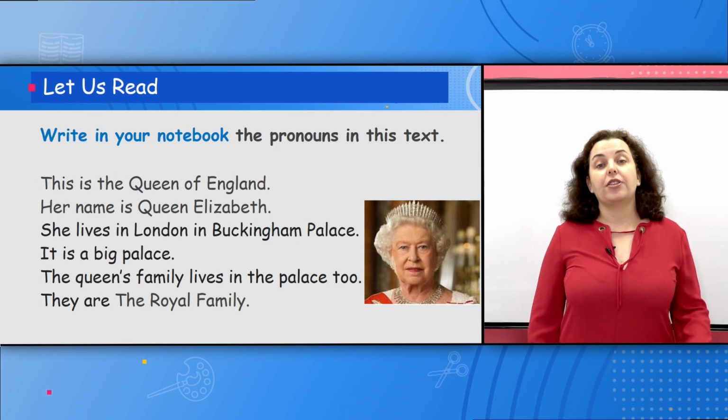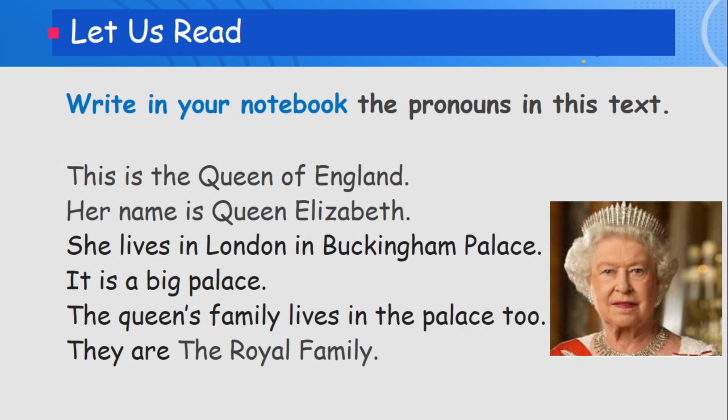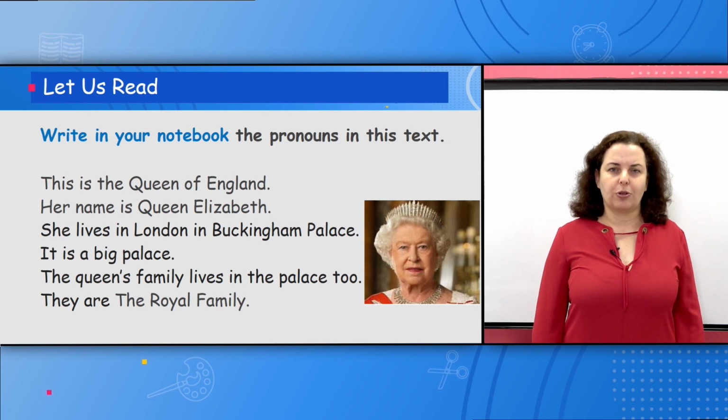Write in your notebook the pronouns in this text. Do you remember what pronouns are? He, she, it. This is Queen Elizabeth. This is the Queen of England. Her name is Queen Elizabeth. She lives in London in Buckingham Palace. It is a big palace. The Queen's family lives in the palace too. They are the royal family. Can you find the pronouns here? Copy them into your notebook.